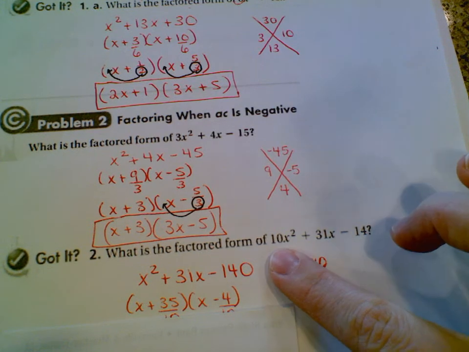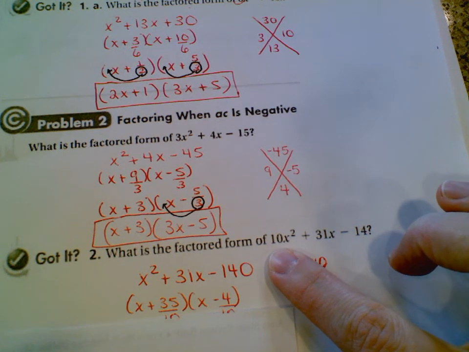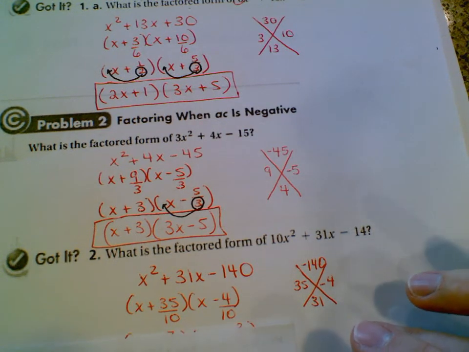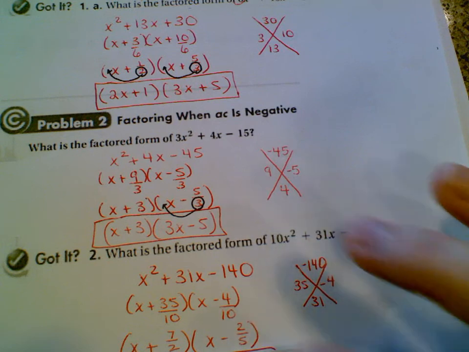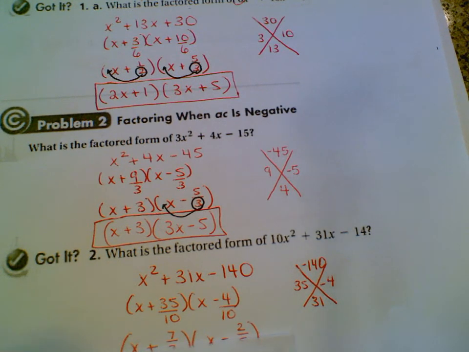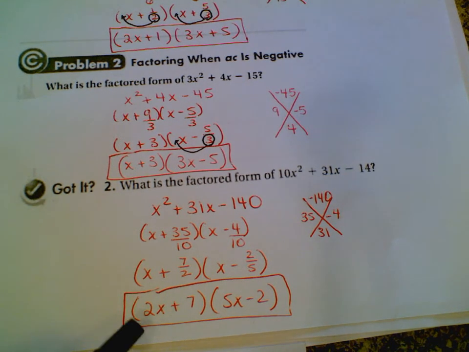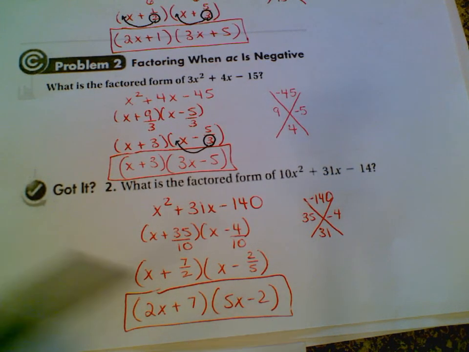I'm going to come back and divide by the number I slid, which is 10, and reduce those fractions. So 35/10 were reduced to 7/2, and 4/10 were reduced to 2/5. Then I'm going to need to bottoms up on both of those fractions. So I'm going to get 2x plus 7 and 5x minus 2.